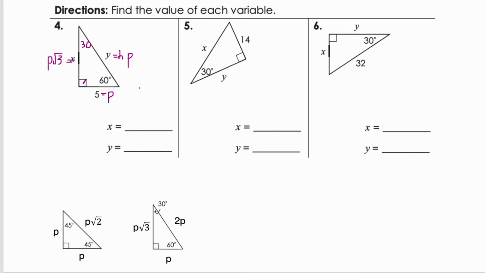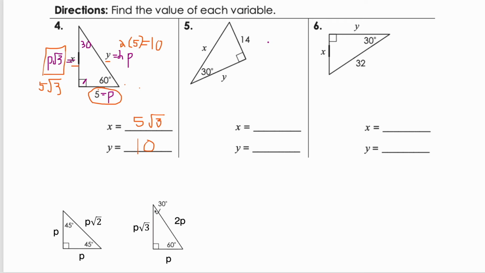So now we're going to do the same thing. We're going to take our known side. So x and y are letters. We don't know them, but 5 is a number. So we know this bottom side has a length of 5, which means we could use it to figure out what p is. In this case, p is just 5. So that means y is going to be 2 times 5, which is 10. And x is just going to be p times root 3, which is just 5 root 3, because p is 5. Number 5 is a similar thing.